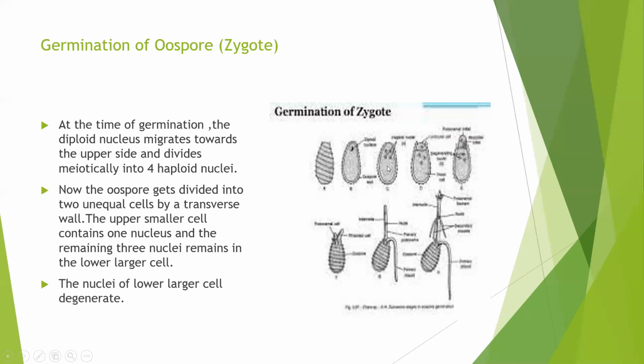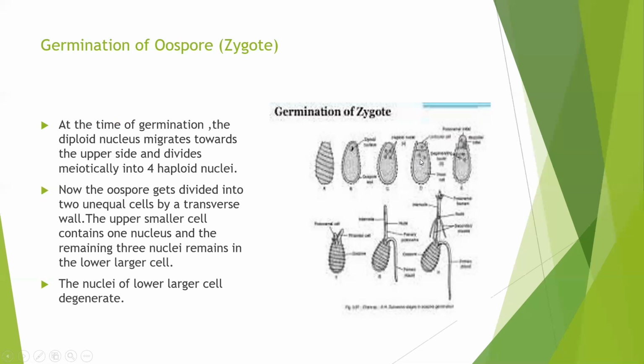Now, what happens here? The oospore gets divided into 2 unequal cells by a transverse wall. The upper one is the smaller cell and the lower one is the larger cell. The upper smaller cell contains a single nucleus, and the lower larger cell contains the remaining 3 nuclei.